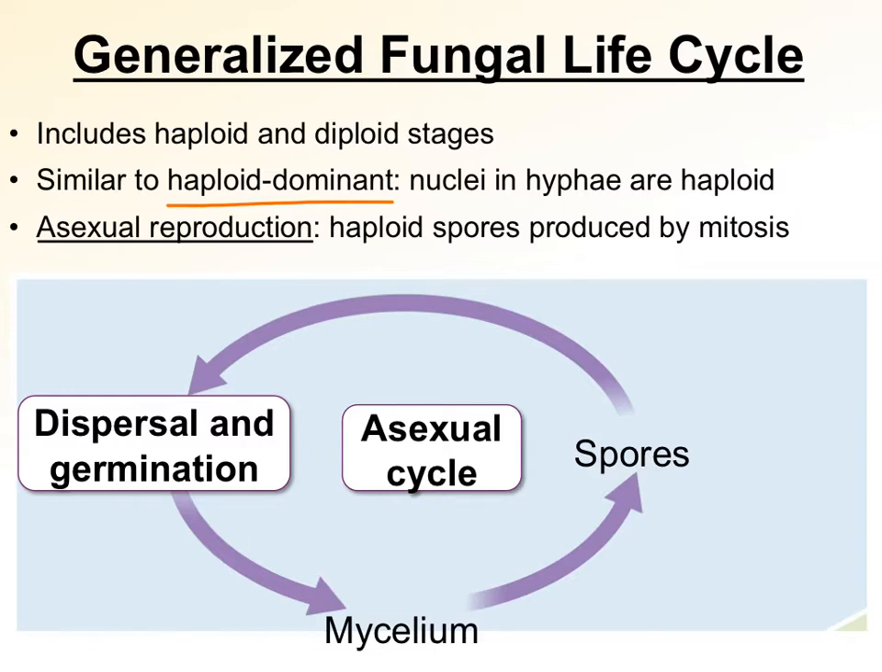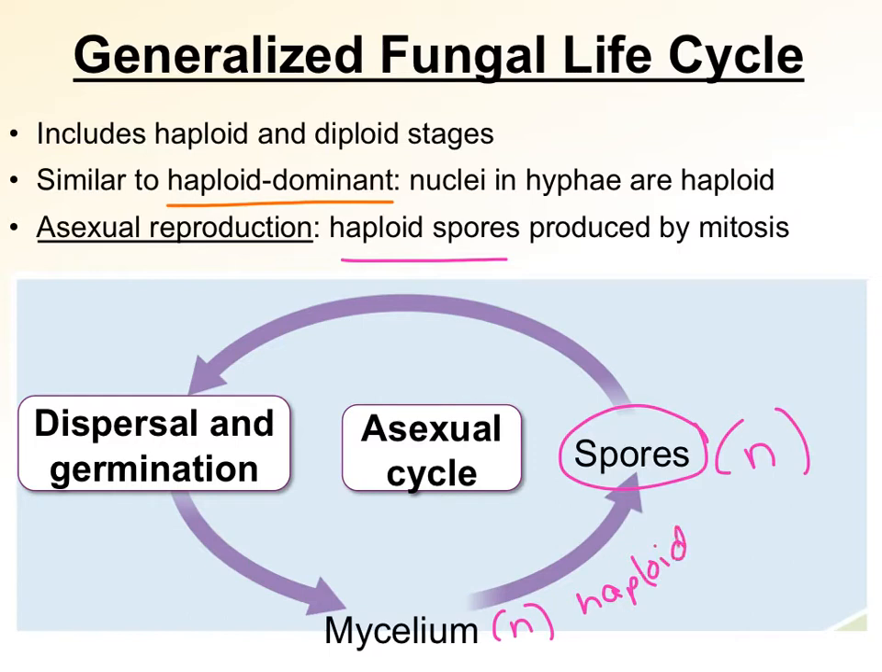So remember, since they're haploid dominant, this asexual cycle will produce more haploid organisms because the dominant form here is haploid, and that will allow for the dispersal of spores, which are haploid. And in this case, again, your mycelium are made up of, this is haploid because it's haploid dominant. And then on the next slide, we're going to look at how the sexual cycle works, and then we'll put the whole thing together.